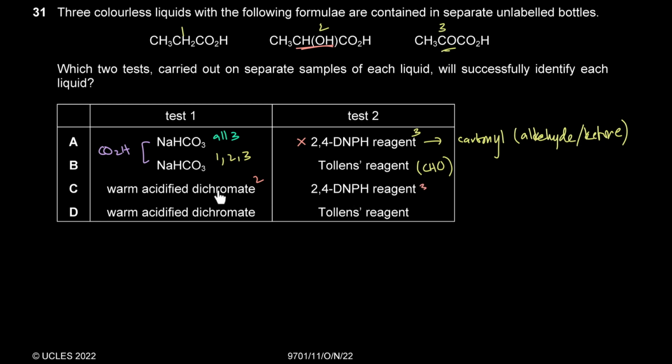So we can use these two tests to distinguish between the three compounds, right? Compound 1 won't react with either. Compound 2 will react with dichromate (VI), and compound 3 will react with 2,4-DNPH. So if there's no reaction with either, we know it's 1. If it only reacts with dichromate, we know it's 2. And if it only reacts with 2,4-DNPH, we know that it's compound 3. Okay, so the answer here is C.